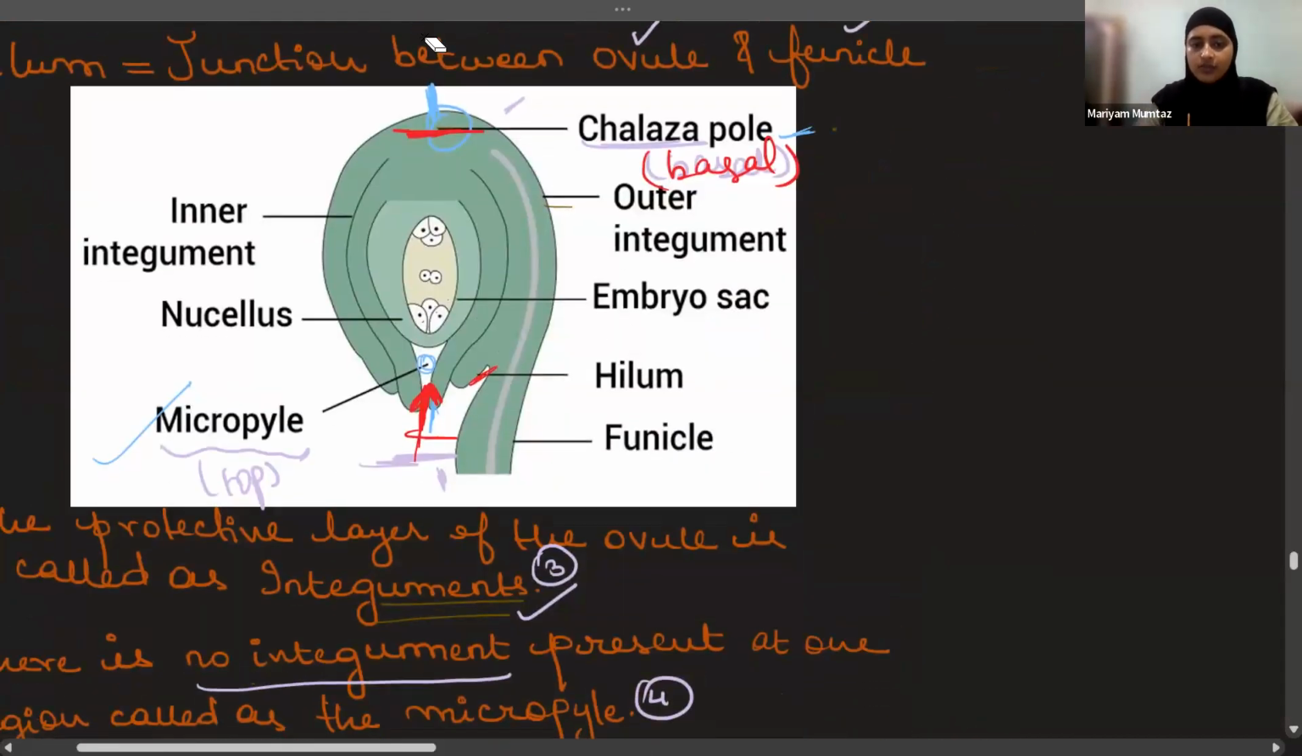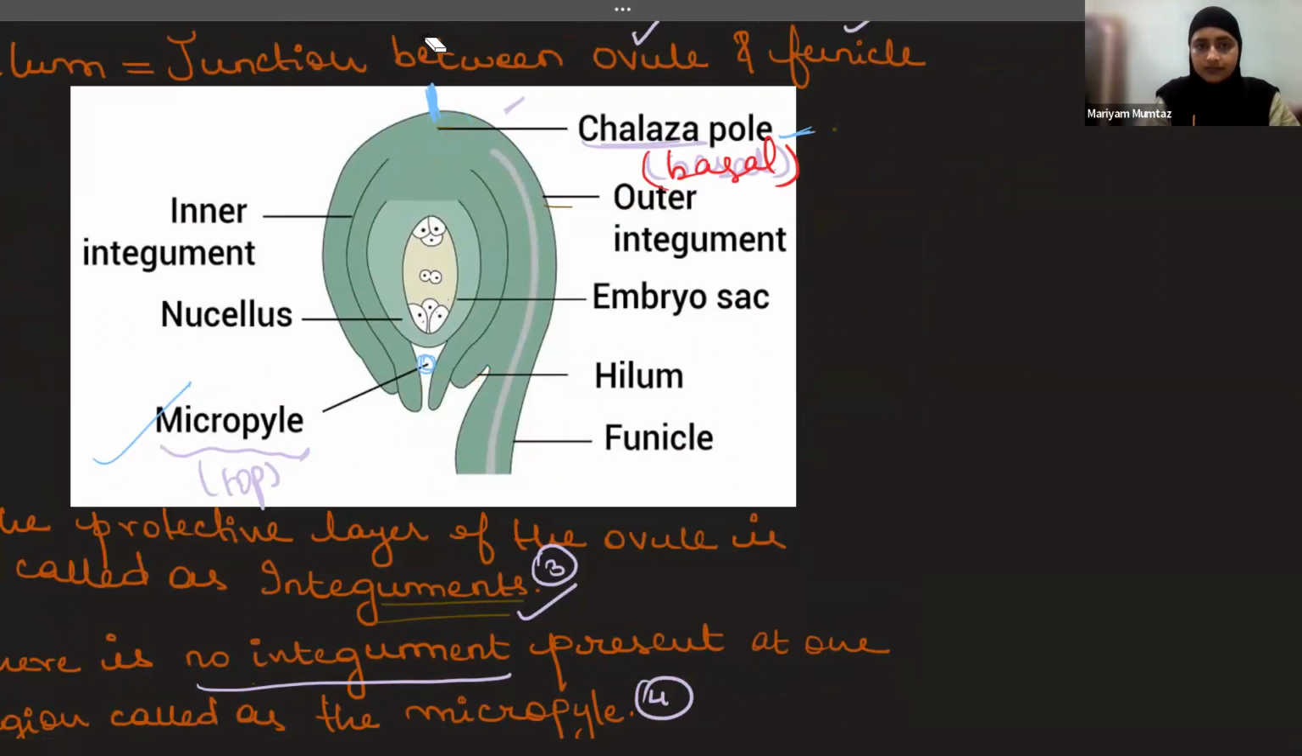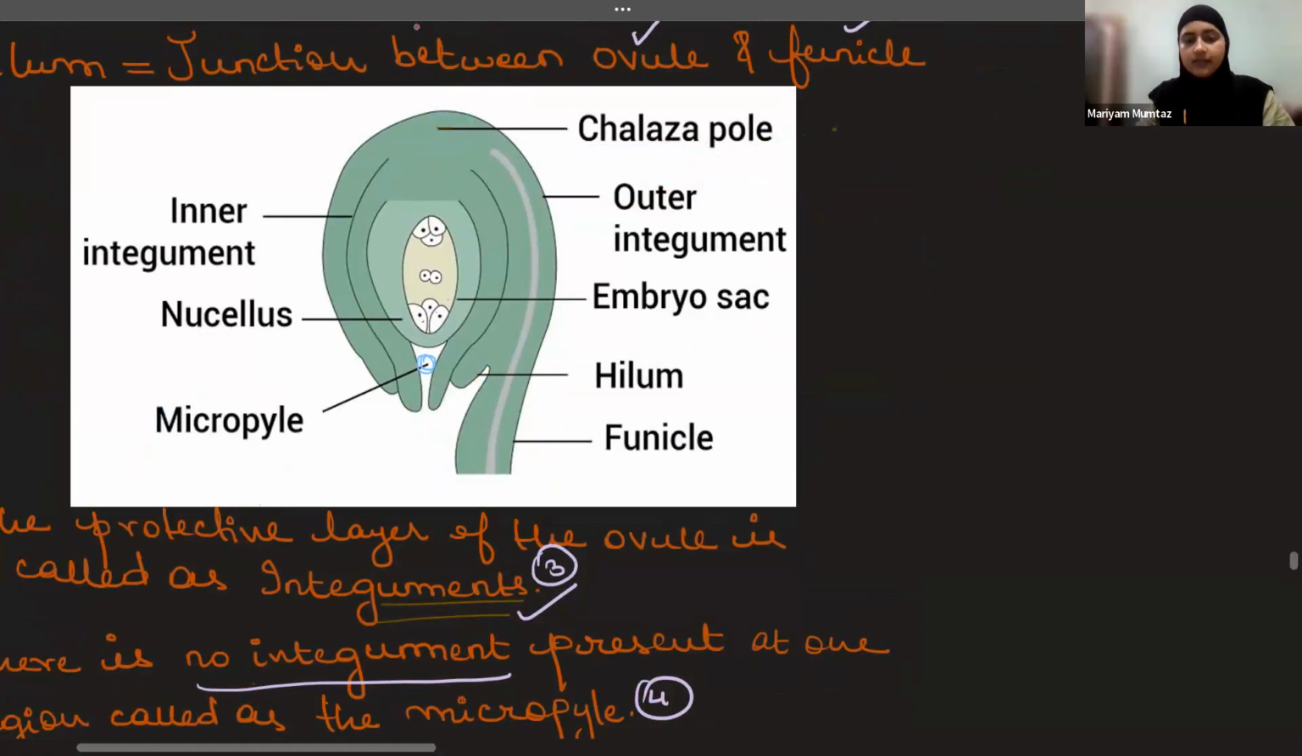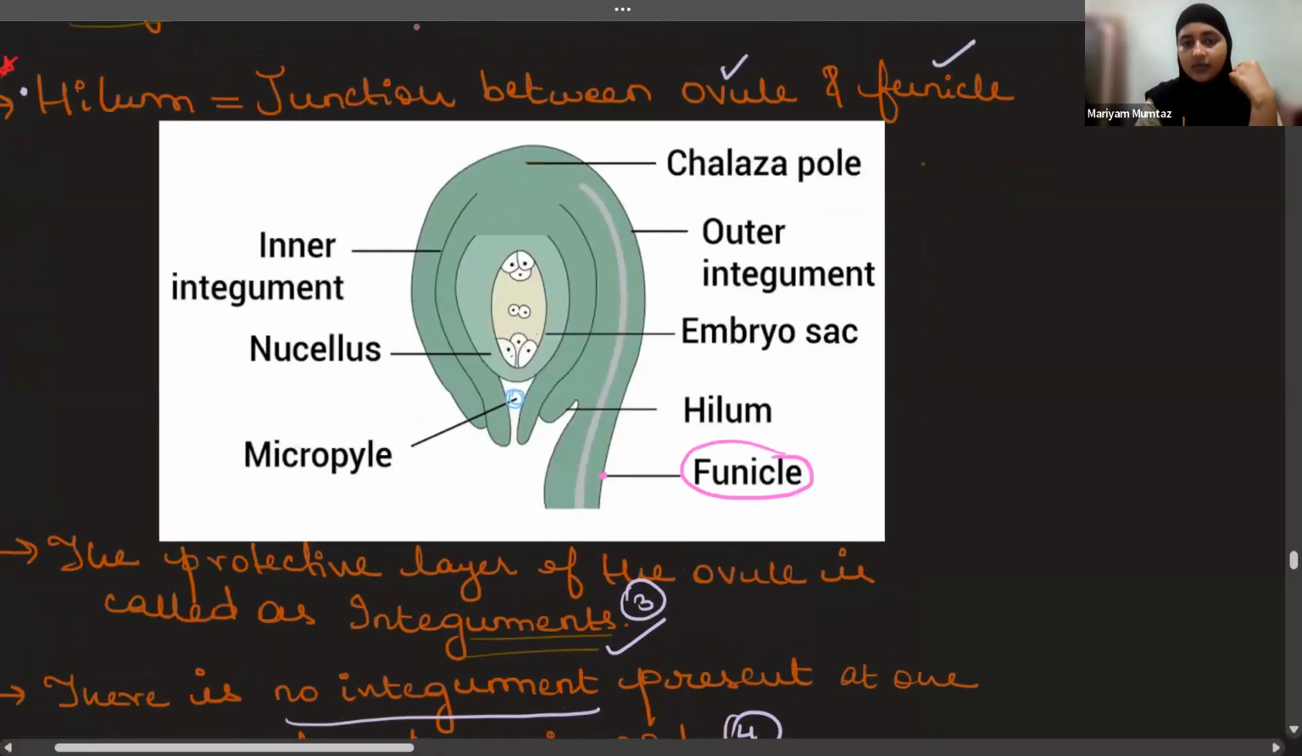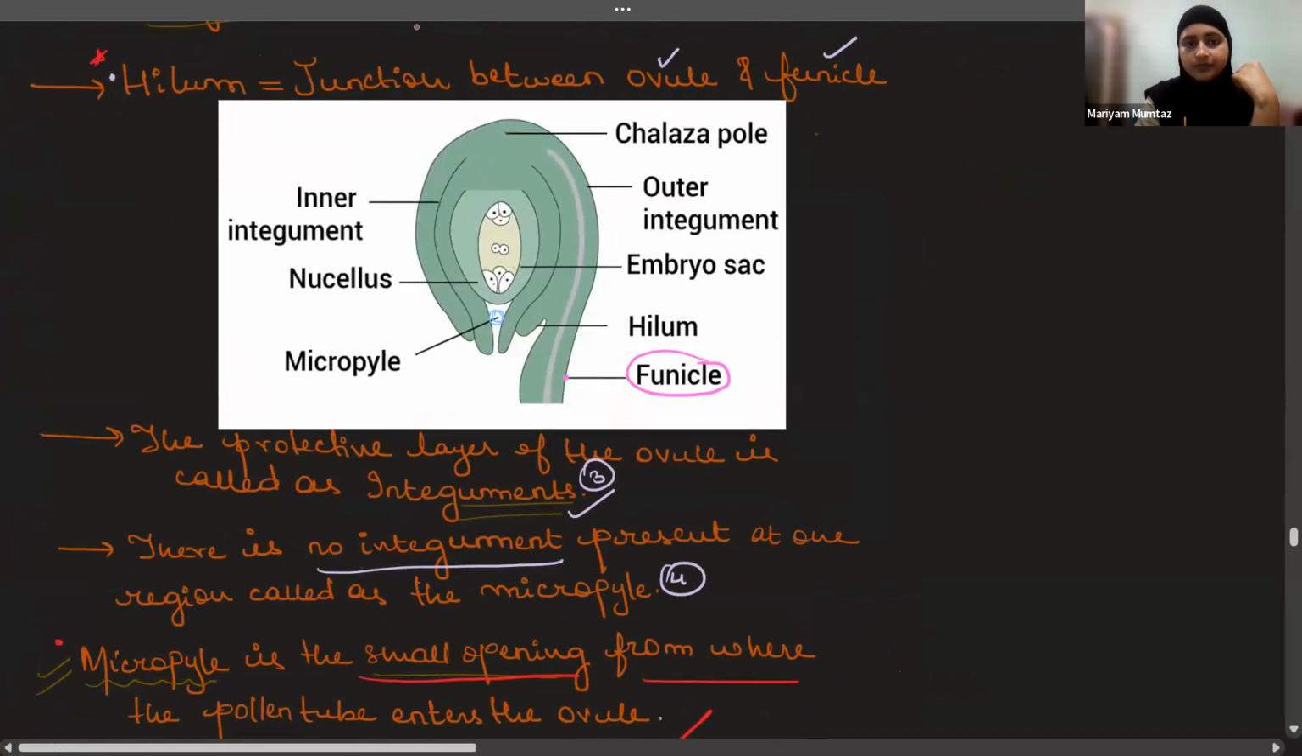Okay, now rest of the students, switch on your videos. Now see this. The part which is actually attached onto the placenta area inside the ovary is the funicle. This will allow the ovule to get attached. So imagine it like an extension which is there to attach it.